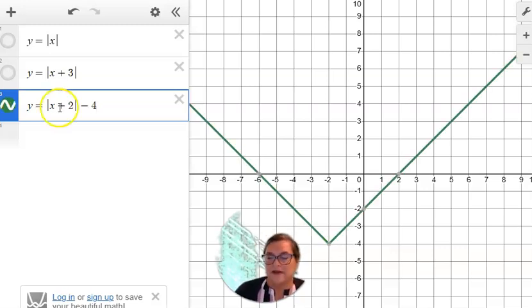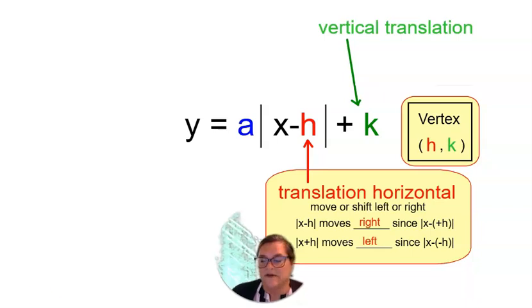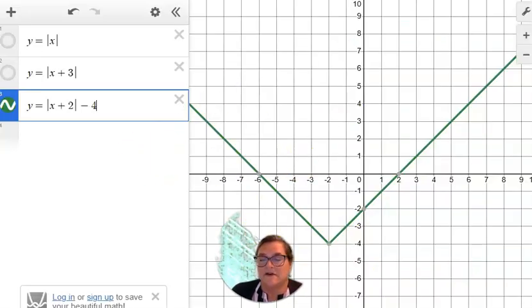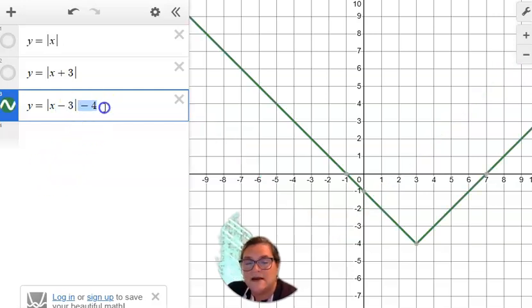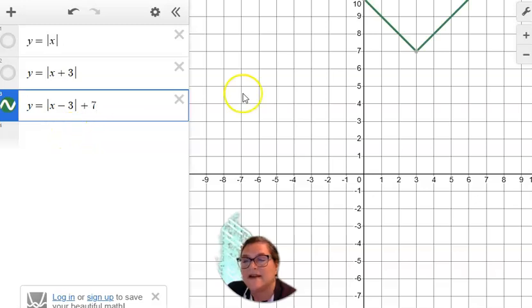Okay, there we are. So we can see from this function that the vertex of the graph is located at -2, -4. This x plus 2 shifted the graph 2 units to the left. The minus 4 shifted the vertex down to negative 4. And there's our vertex at negative 2, negative 4. If I wanted an absolute value function that had its vertex at 3, 7, then I would change this to move to the right 3. And then I change the k to go up 7. And there's my vertex at 3, 7.